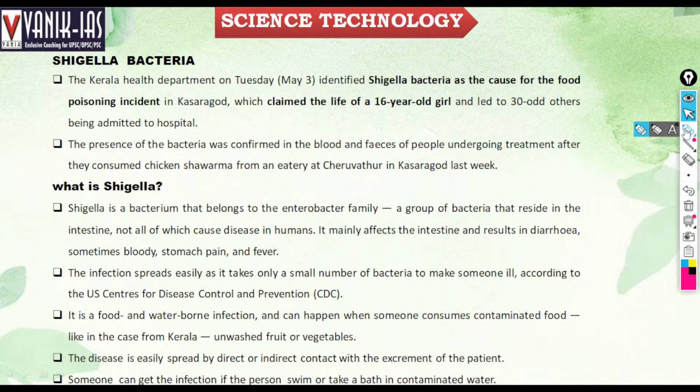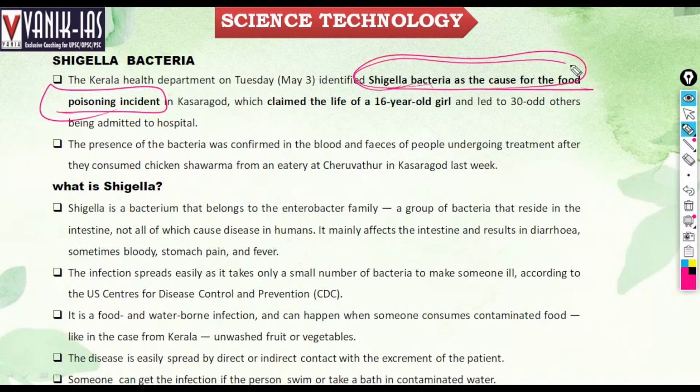Okay, now some important prelims facts, small facts. That is Shigella bacteria. What is this Shigella bacteria? Recently, the Kerala Health Department identified Shigella bacteria as the cause of the food poisoning incident. Remember this, at least the most important information, which claimed the life of a 16-year-old girl and led to 30 odd others being admitted to the hospital. That is Shigella bacteria, especially associated with this incident.